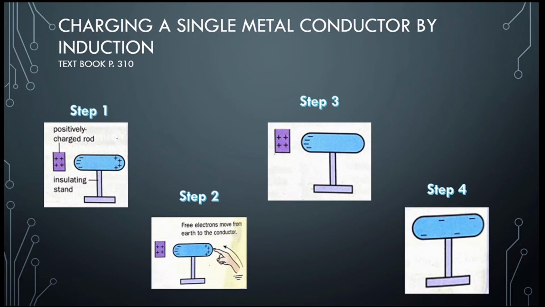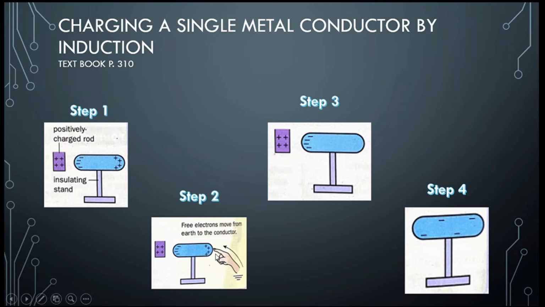Charging a single metal conductor by induction. Step 1. Bring a positively charged glass rod near a metal conductor on an insulating stand. Look at this. Now, negative charge is attracted to the positive charge of the rod. Step 2. Without removing the glass rod, earth the positive charge end of the metal conductor by touching it with your hand.